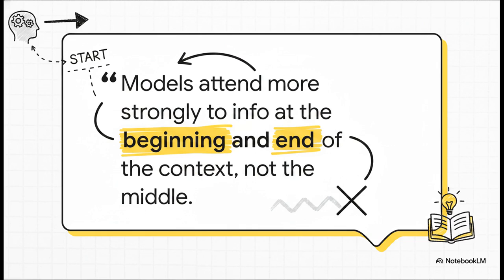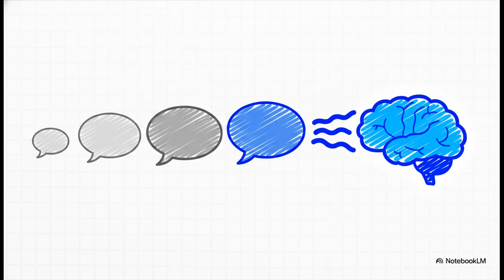It turns out models pay way more attention to information at the very beginning and the very end of the context. So what's the takeaway? Put your most critical stuff, like your main instructions and system prompt, in those prime real estate spots, the start or the finish.